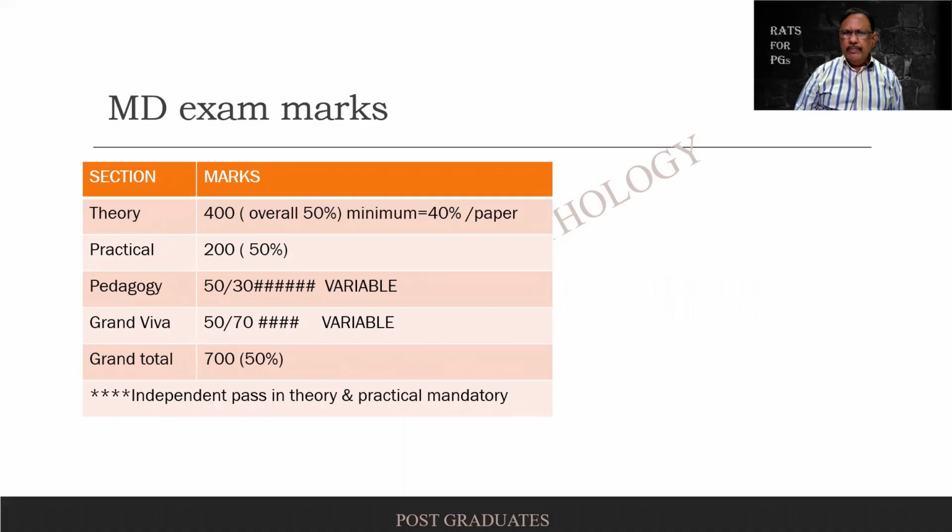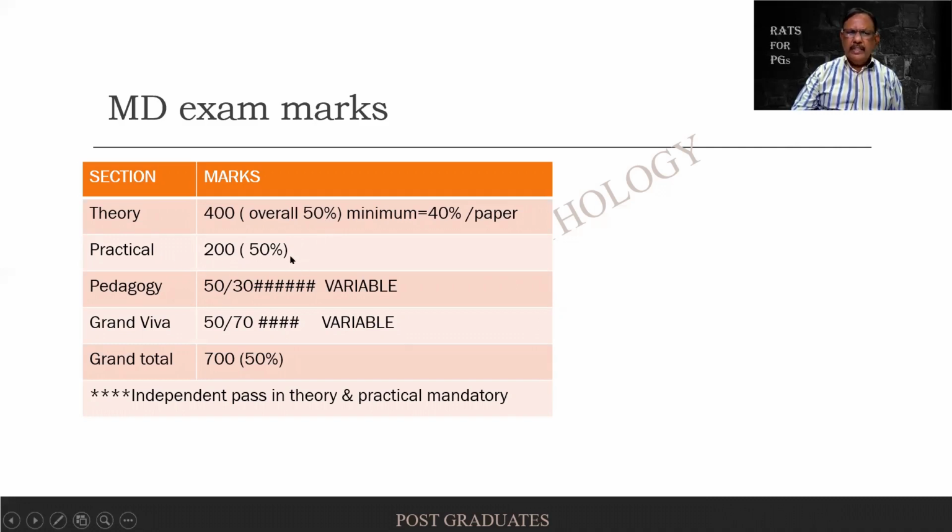The mark distribution. All of you know about it. It is again a kind of a revision. The theory, overall it is 400, of which the student should score 50%. And then there should be a minimum of 40% per paper. This is again an important lesson for the examiners like me. So even if we are lenient, we should take care to see that the student gets at least 40% in a paper, and then it is compensated by the others, such that overall there is a 50%.